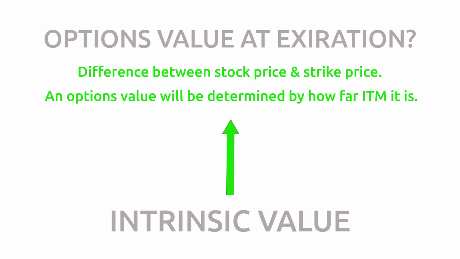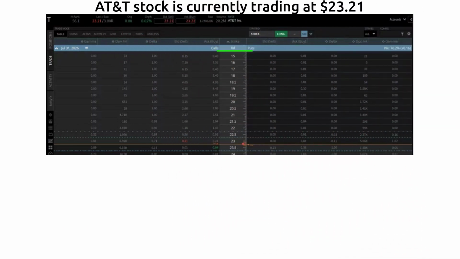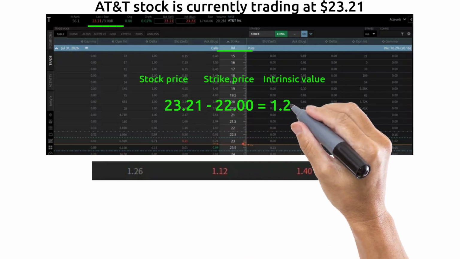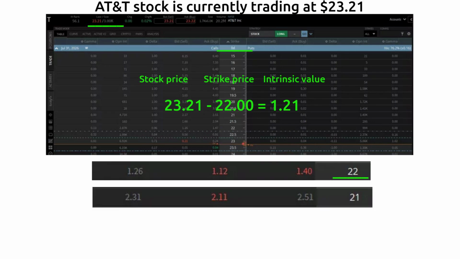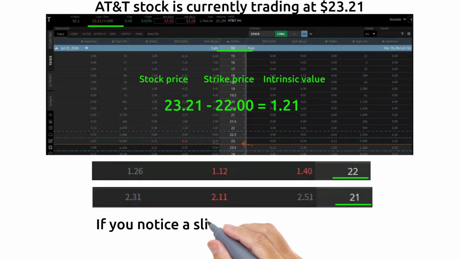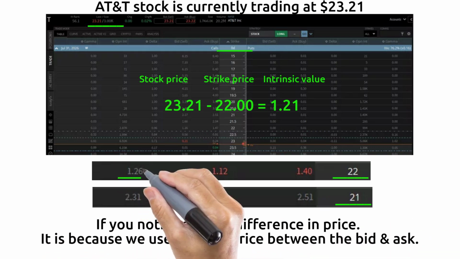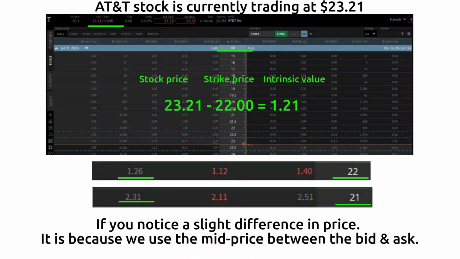To demonstrate, let's look at the options that are about to expire in AT&T. So these options basically have no time left on them. The stock is currently trading at $23.21, and if we look at the 22 strike call, we can see that it's worth $1.40. The reason is because the 22 strike call would allow you to purchase the stock at a discount of around $1.26. And if we look a little further in the money, you can see the 21 strike call is worth around $2.51. The 21 strike call would allow you to purchase stock at a discount of around $2.31 per share.